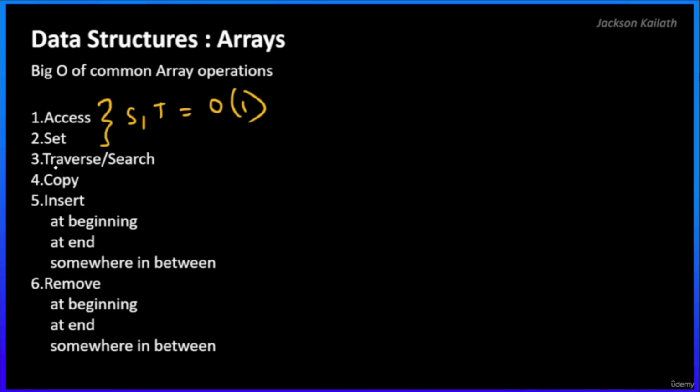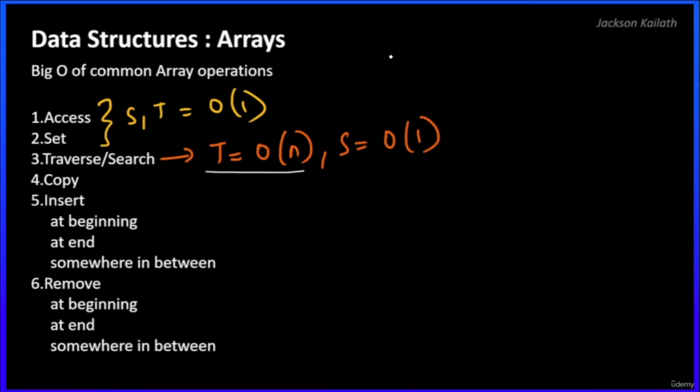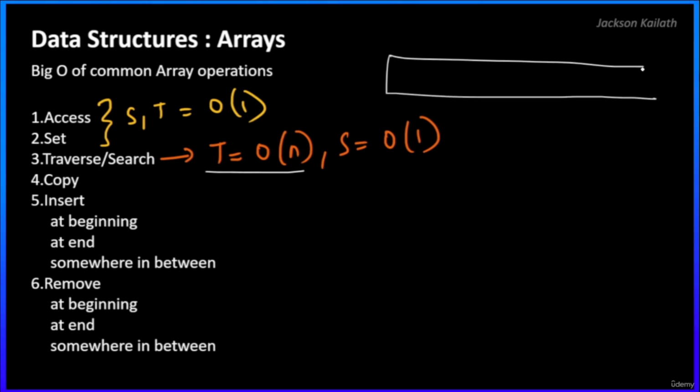The next operation is traversing the array or searching for an element in the array. Now, for this, the time complexity is O of n and the space complexity is constant space. All right, now why is this O of n? Let's say we have an array with n elements, and we are searching for a particular element. Now, in the worst case, it can be the last element, right? So we have to move through every element. That is n operations if there are n elements in the array.